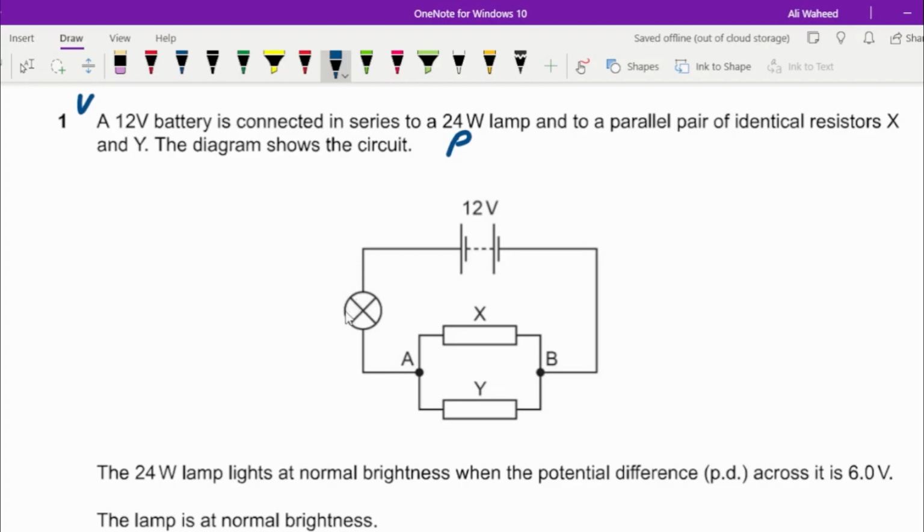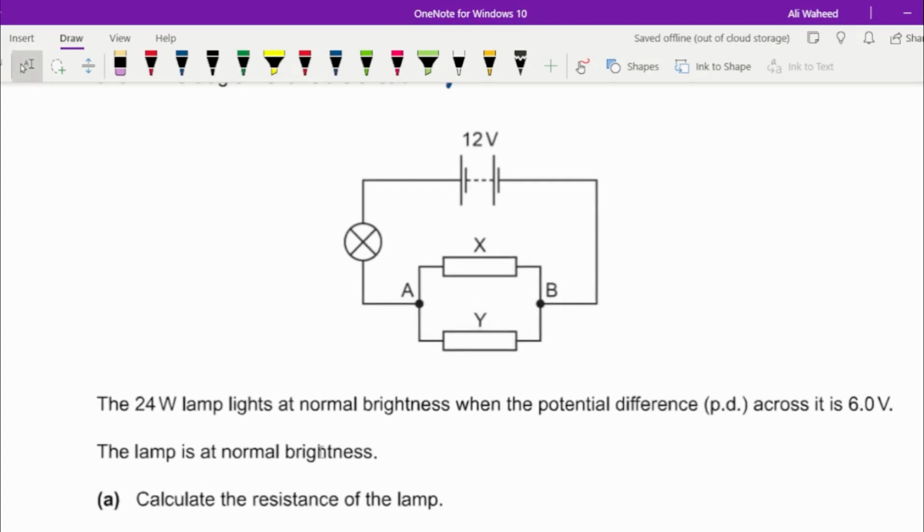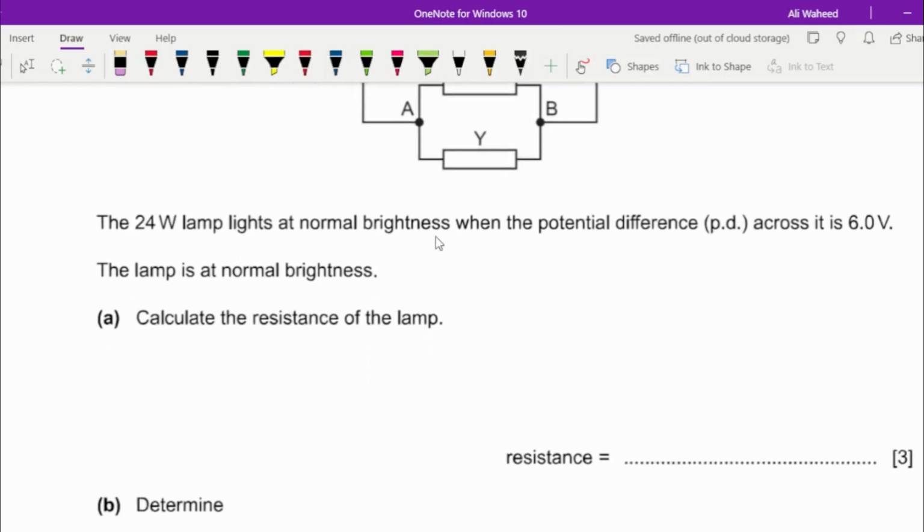The diagram shows the circuit. Okay, then the circuit is given. There are two resistors X and Y connected between the terminals A and B. They are connected with the 12 volt battery, and then you can see a filament lamp as well, or a light bulb. Anyway, the lamp is at normal brightness. Calculate the resistance of the lamp.